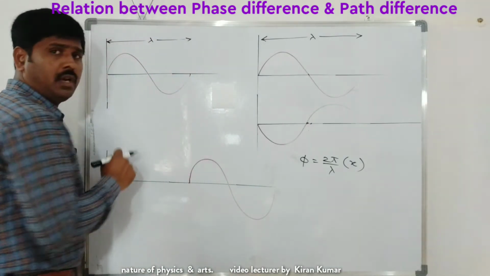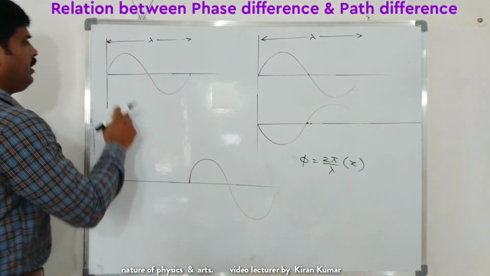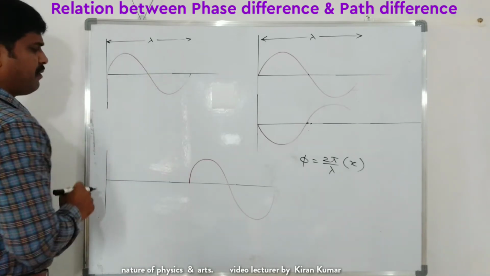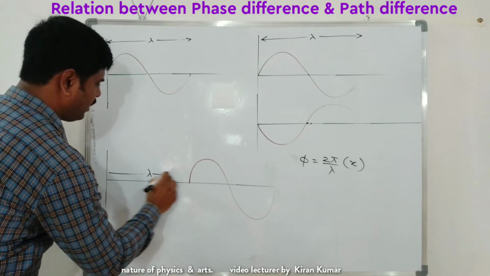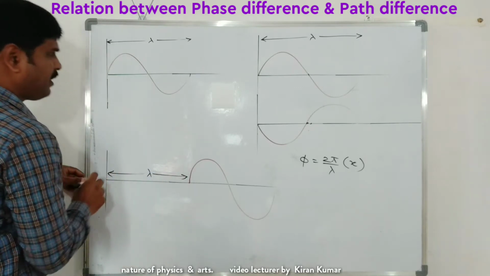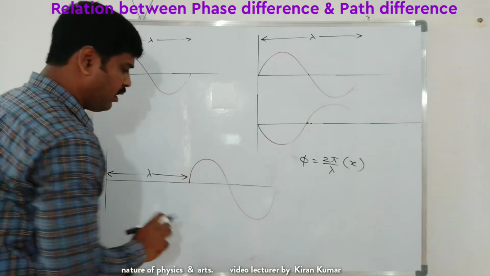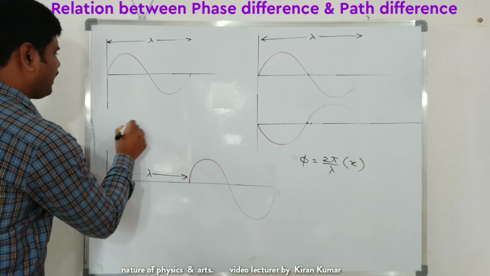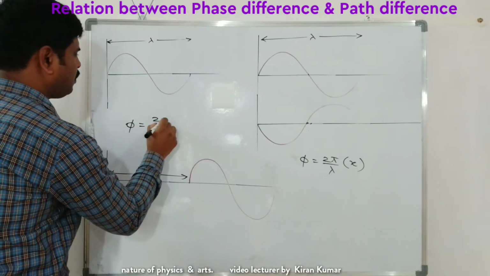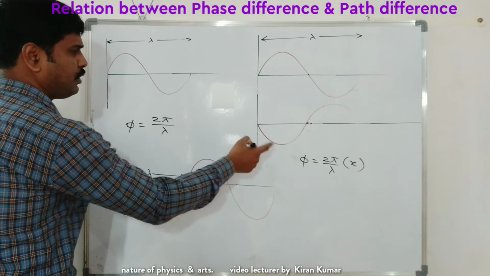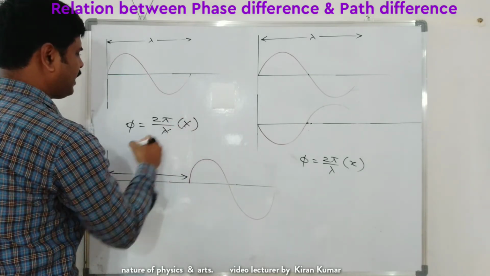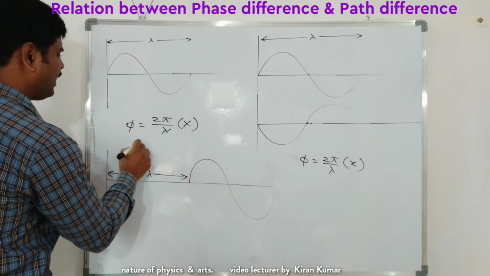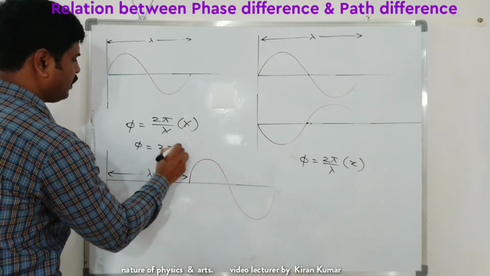Now, the next relation. Here lambda is the wavelength. Here also we can consider lambda is the wavelength. This is the path difference between the two waves. Now the phase difference is equal to 2 pi by lambda into x. Here lambda gets cancelled, and we get phi is equal to 2 pi.